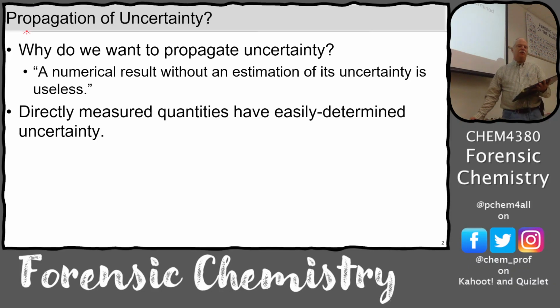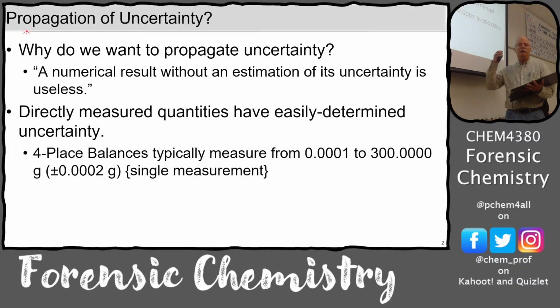So directly measured quantities, if you make one measurement, typically you can look at the instrument or the piece of equipment, like a balance. If you measure on a 4-place balance, you look on the box when you buy it, it'll say that the uncertainty is plus or minus 0.0002. But that's for a single measurement. Once you make two measurements, what's the uncertainty? Because every measurement on a balance is really two measurements. How is that so? Why is it that I'm taking two measurements when I just put something on a balance and measure its mass?